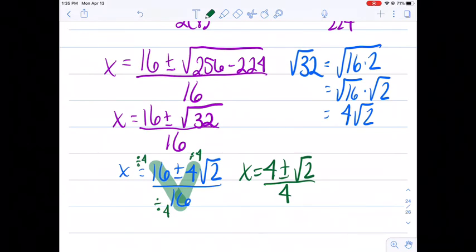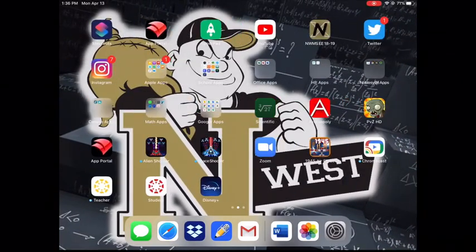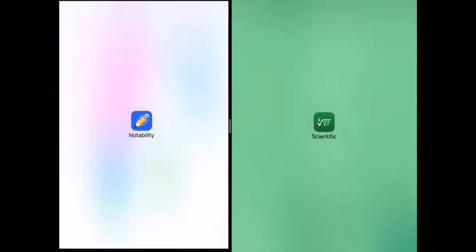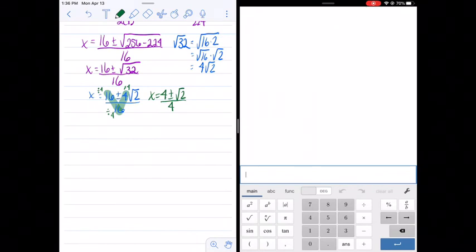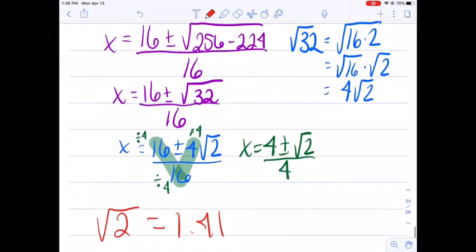Now, we can approximate the square root of 2. Let's put it up here on the calculator. Let me get my calculator up, and then we'll put the notes back up here next to it so we can split the screen. There we go. Okay, let's just do the square root of 2 real fast and see what the answer is. So 1.41, to the nearest hundredth. So we'll just put this information to good use. The square root of 2 is 1.41.